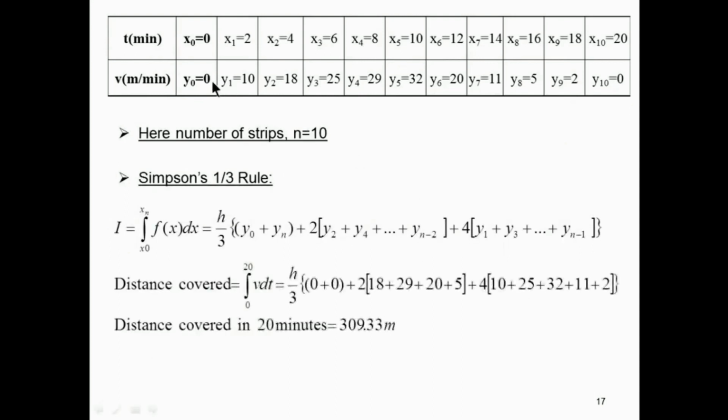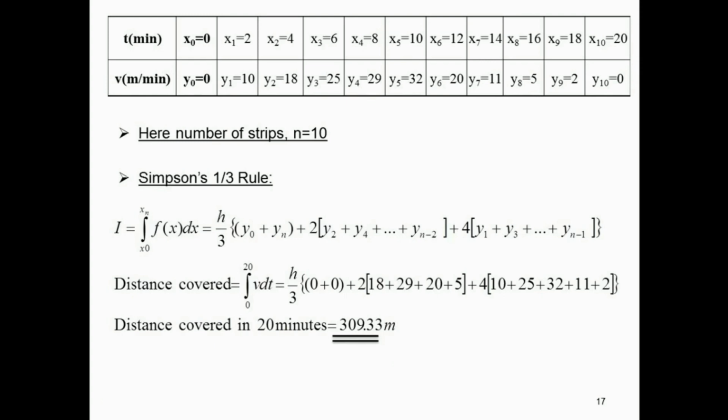By putting the different values of y in this, we get h by 3 into y0 is 0 and yn is also 0, so 0 plus 0 plus 2 into the summation of even terms of y, means y2 plus y4 plus y6 plus y8, plus 4 into the summation of odd terms of y, means y1 plus y3 plus y5 plus y7 plus y9. By putting all these values, we get the distance covered in 20 minutes equal to 309.33 meters. This is the distance covered by using Simpson's 1/3 rule.